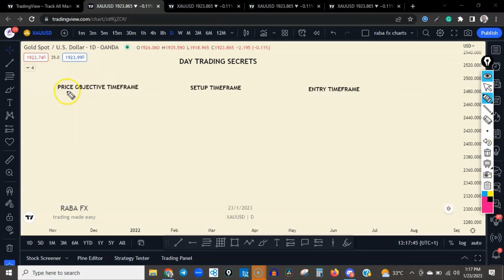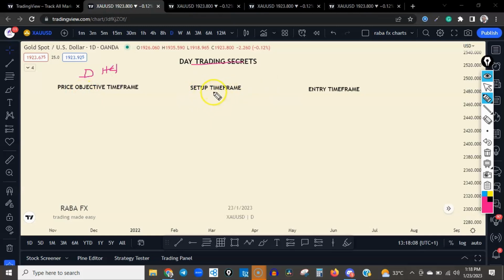Now once you understand your price objective time frame, in this case for day trading, because we want to be taking trades and executing them, closing them out within the day, that's where the name day trading comes from. So we look at daily or H4. This is your price objective time frame.